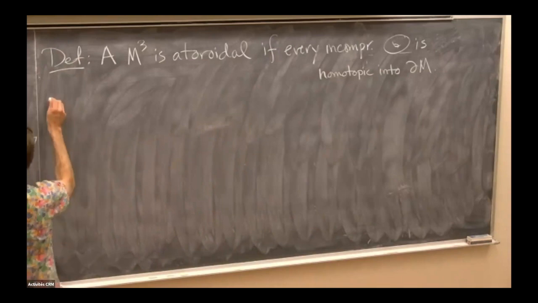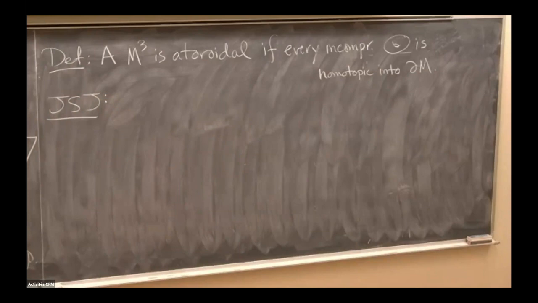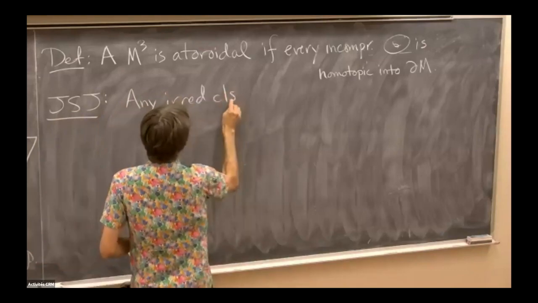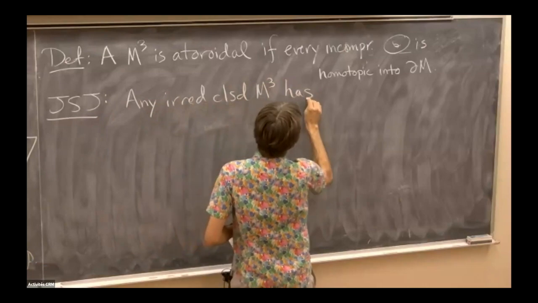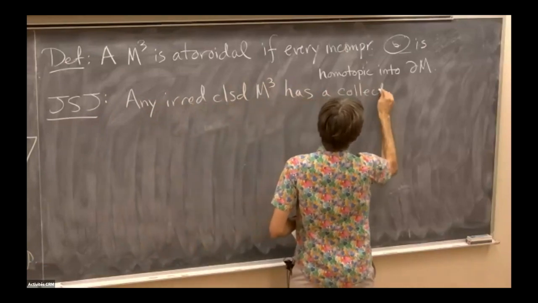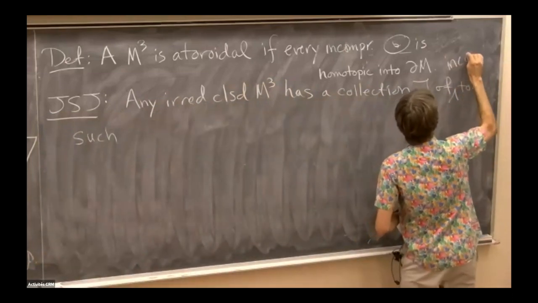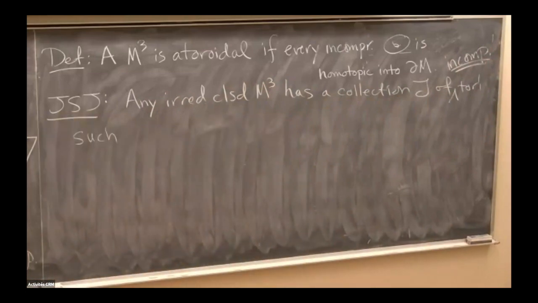And so the Jaco-Shalen-Johannson decomposition says that any, let's say, irreducible closed three manifold has a collection of tori. I should say, and this is really important, incompressible tori. If we're trying to understand the fundamental group of what results, we really want to always be working with incompressible things, because that's when Seifert-van Kampen tells us easily what the fundamental group is.